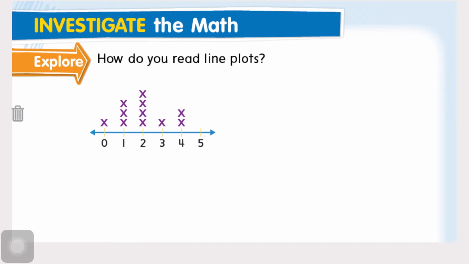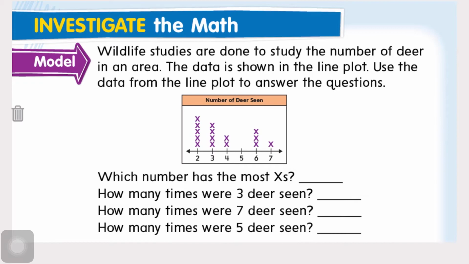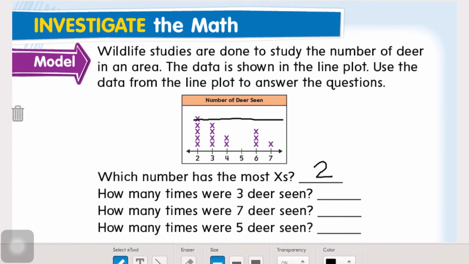All right, so today we're going to look at how to read the line plots. So we had how to make them. Now we're going to practice reading and interpreting them. So wildlife studies are done to study the number of deer in an area. The data is shown in the line plot. Use the data from the line plot to answer the question. It says, which number has the most X's? So let's look up there, and it looks like number 2 has the most out of everybody, right? It's higher than all the rest.